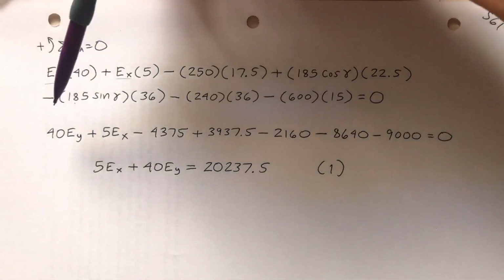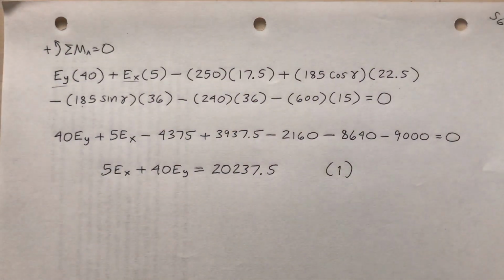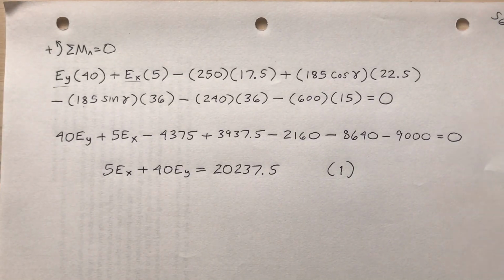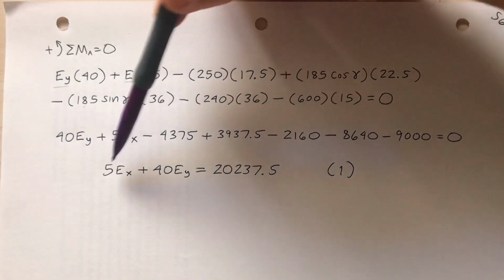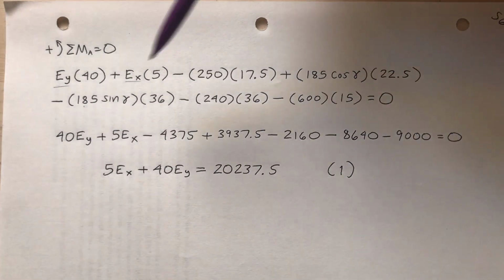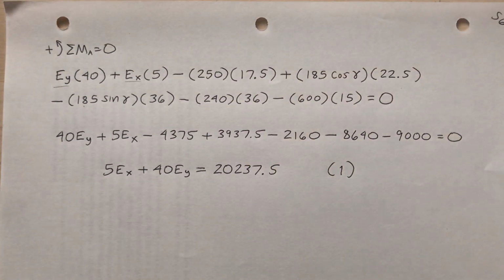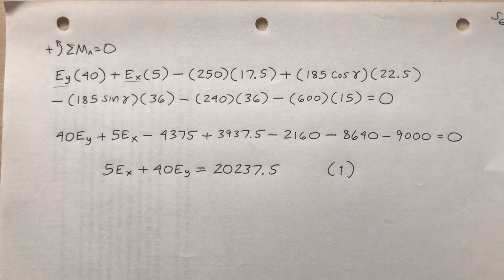Okay, so I do the arithmetic. I wind up with this equation here. I'll pause the video and double check if you want. Clean it up a little bit further and I get this, which is a standard form for a linear equation. 5E sub x plus 40E sub y is 20,237.5. I'll call that equation 1.